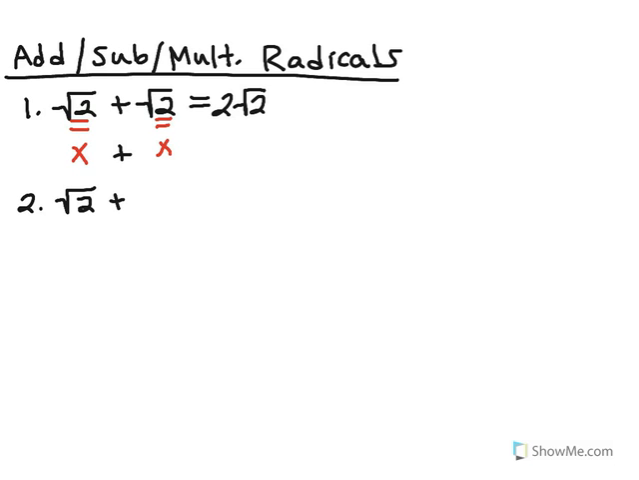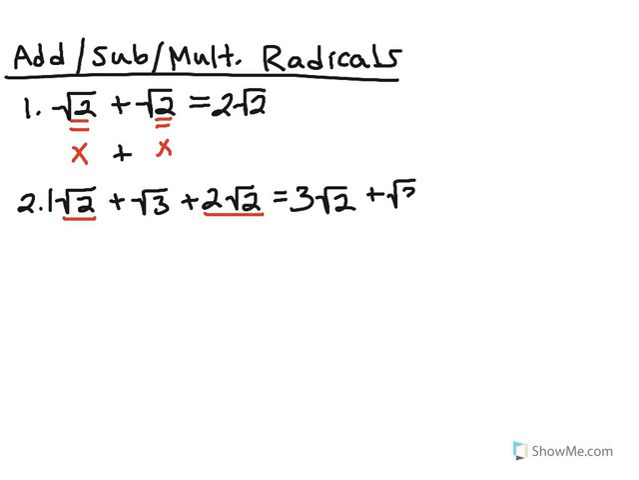So what if we've got something that looks like this? The square root of 2 plus the square root of 3 plus 2 square roots of 2. First of all, I want to identify the like terms or like radicals, which is this square root of 2 term and this square root of 2 term. So we can combine those. Here I have 1 square root of 2, and here I've got 2. You add them up, and I have 3 square roots of 2 altogether. The plus square root of 3 part cannot be combined, so it just hangs out here to the side.